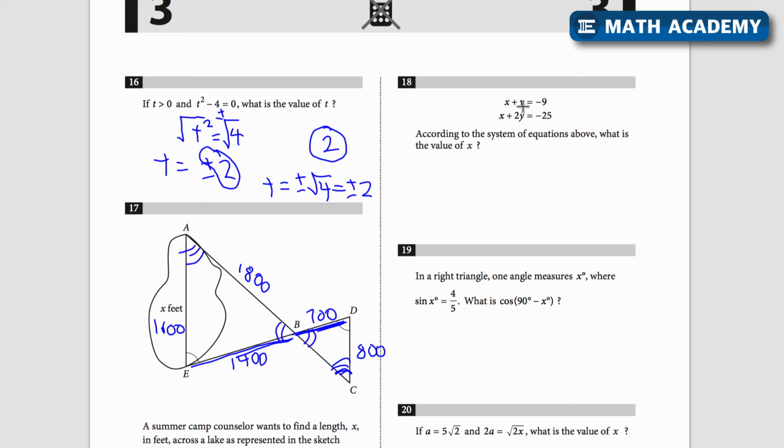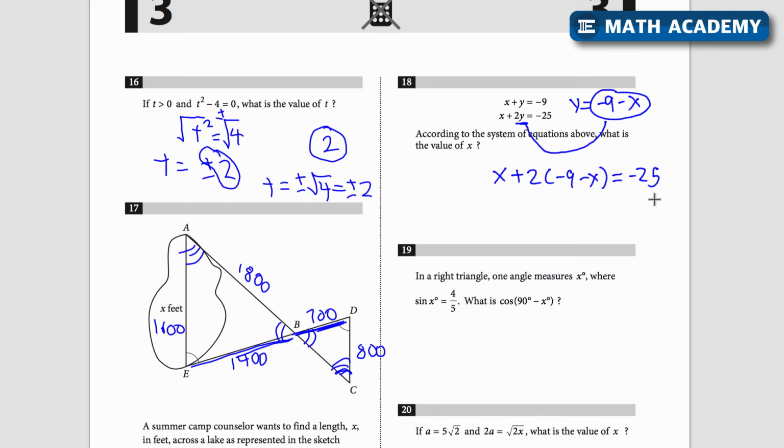So I'm going to solve for y first in terms of x by subtracting x on both sides. So I would get y is equal to negative 9 minus x. When I subtract x on both sides, that's what y would be. And then I'll just plug this in for the y right here. So I get x plus 2 times negative 9 minus x is equal to negative 25.